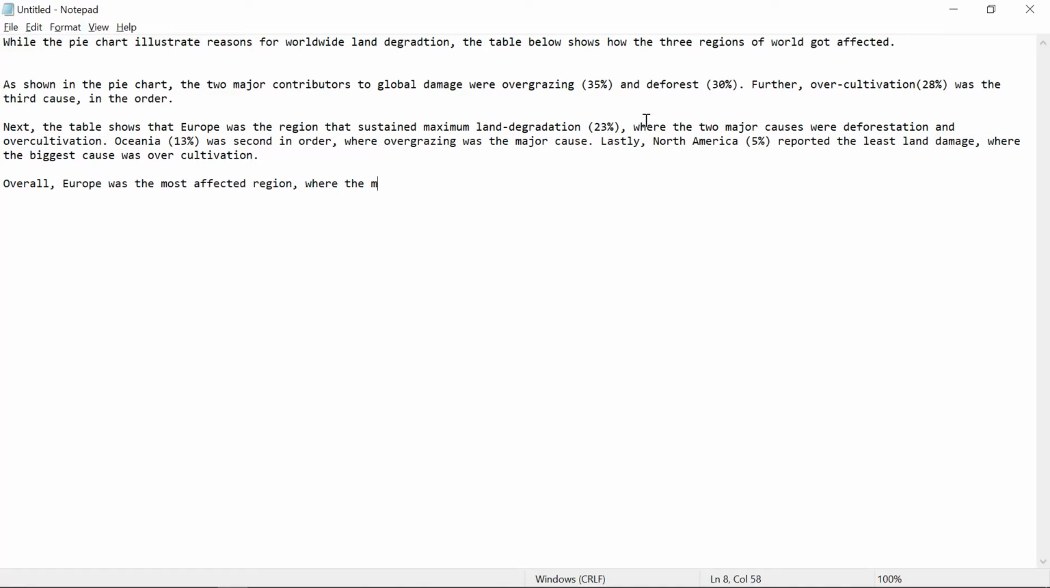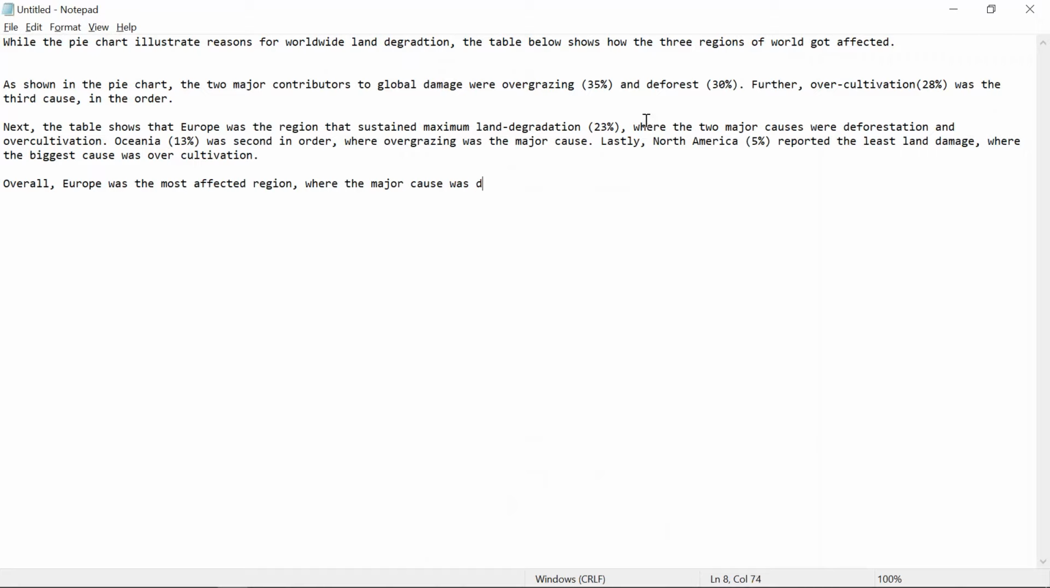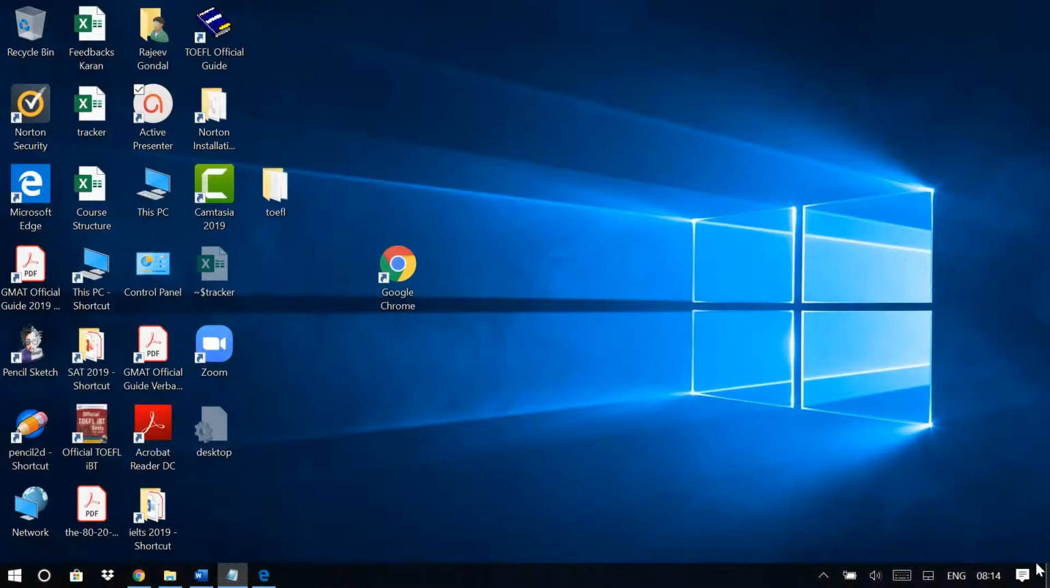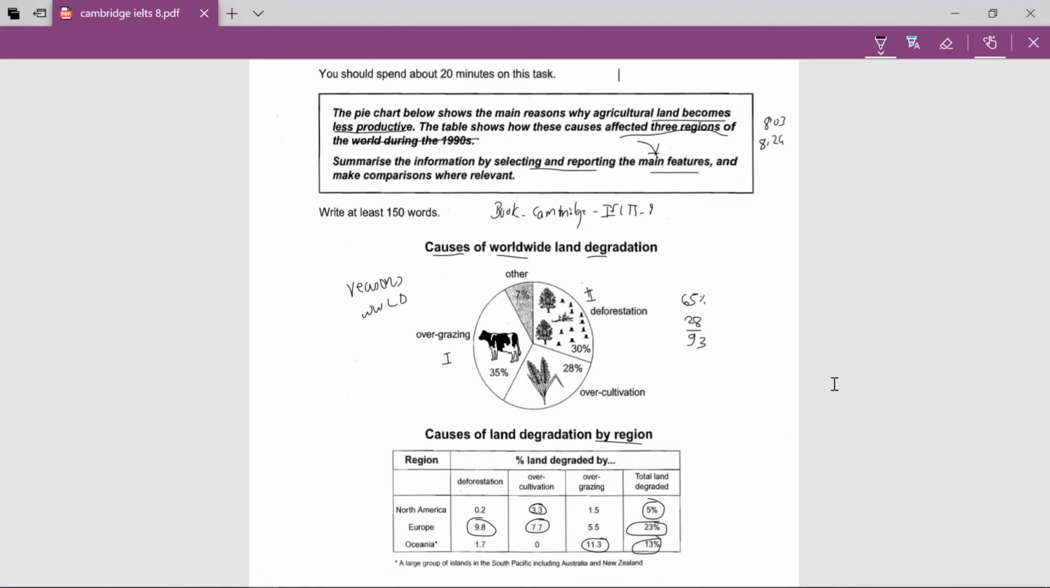Where the major cause was deforestation. Right. So this becomes my graph. How much time did I take to write? It is 8:14. I was supposed to finish by 8:23.